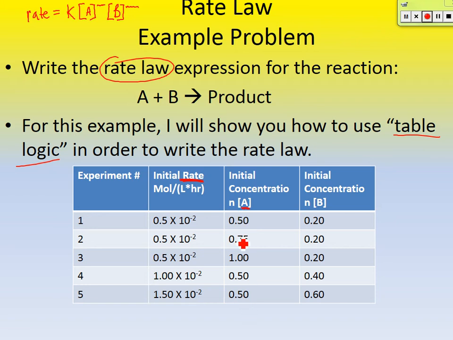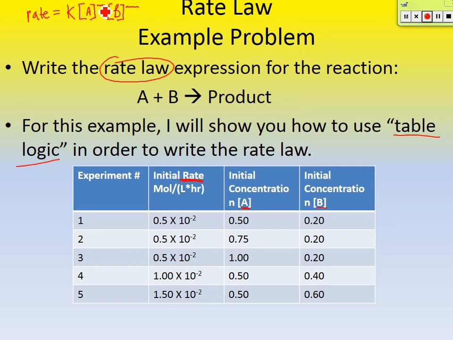What are they doing here, guys? In every experiment that they ran, they kind of messed with the concentration of A, didn't they? So they're running it at different concentrations. And also, the last column is the initial concentration of B. And it looks like sometimes they keep it constant, but they are messing with the concentration of B. Okay, here's table logic. Let me show you how to do this. It's very easy if you'll pay attention.